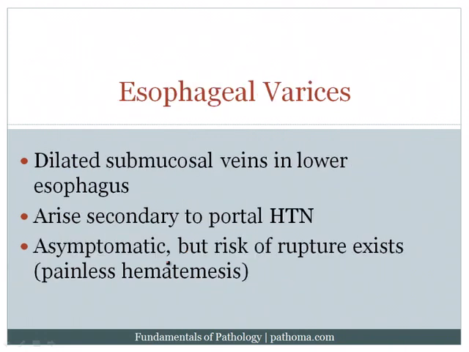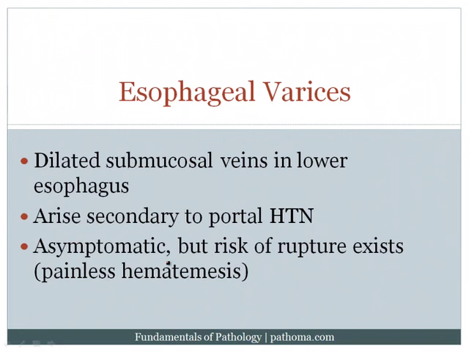Esophageal varices are when you get a dilated submucosal vein in the lower esophagus, and this is going to arise secondary to portal hypertension. Let's remind ourselves of a little bit of anatomy. Remember that there are two ways by which the veins of the esophagus drain. Most of the esophageal blood actually drains via the azygous vein into the superior vena cava. However, some of the blood drains from the left gastric vein into the portal vein, so that some of the blood from the esophagus does drain into the portal circuit.